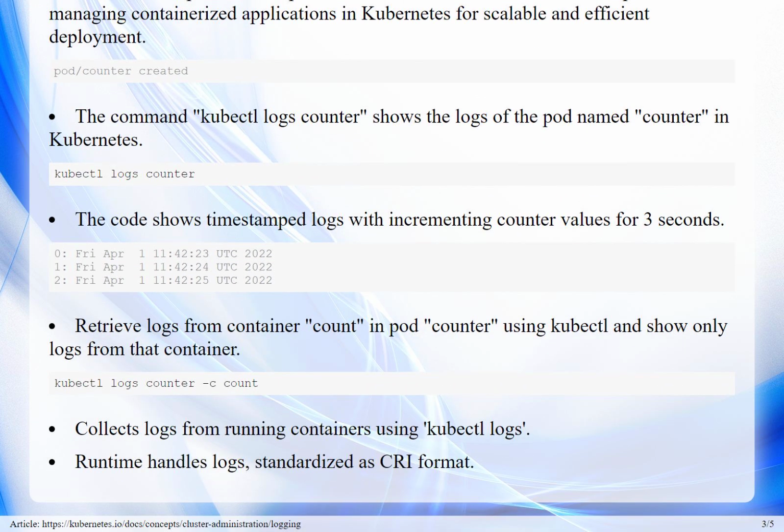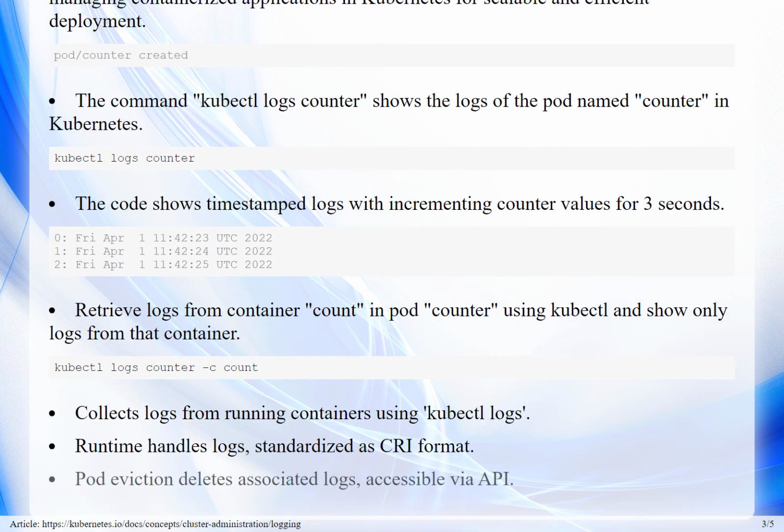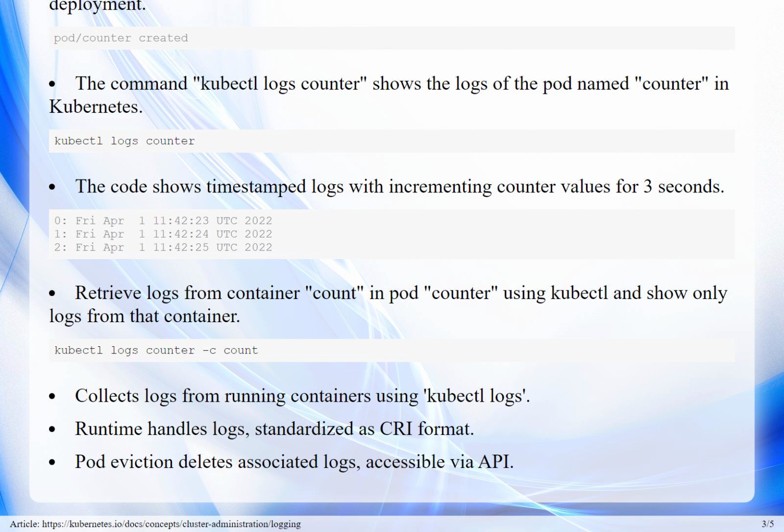Logs are handled by the container's runtime, which redirects any output to the application's stdout and stderr. While implementation may differ, the process is standardized as the CRI logging format. Logs remain even if a container restarts. If a pod gets evicted, all its containers and associated logs are removed. The kubelet manages these logs, accessible via the Kubernetes API. Users commonly access them using kubectl logs.